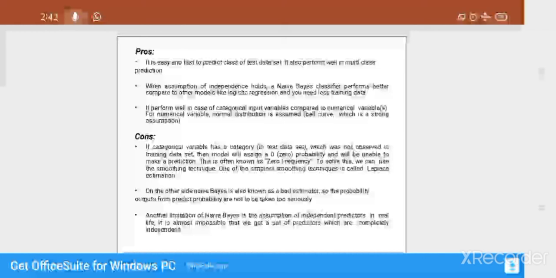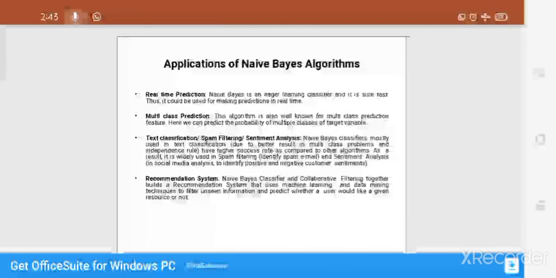The second disadvantage is that Naive Bayes is also known as a bad estimator, so the probability outputs from predict_proba are not to be taken too seriously sometimes. Another limitation of Naive Bayes is the assumption of independent predictors. In real life, it is almost impossible that we get a set of predictors which are completely independent. So this is all about Naive Bayes. Next we will see the applications of Naive Bayes, where it gets useful in real-time prediction.